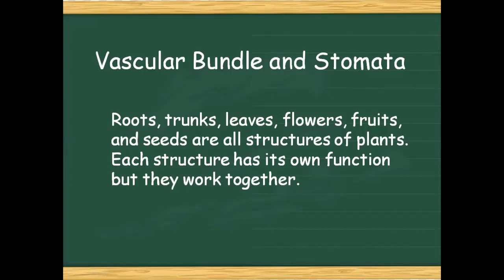But they all work together. Roots are one of the structures. Its job, its function, is to draw water out of the ground. Now, the stem or the trunk of the plant supports the plant, it supports the branches. It also allows minerals and water to travel up through it to all parts of the plant.